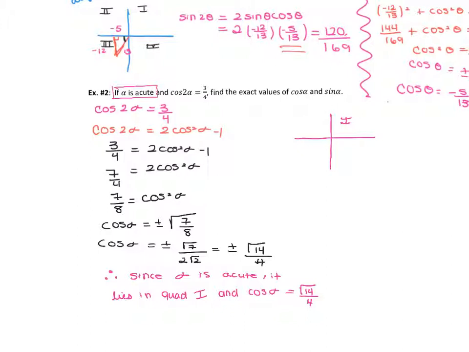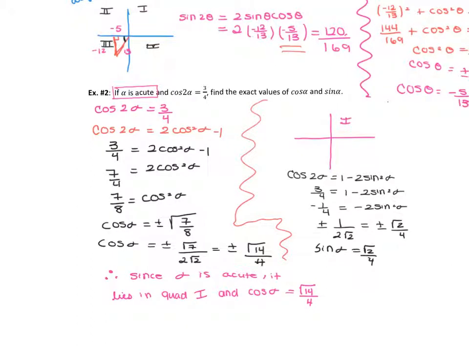Do we have any questions? All right. Finish this one up. Find sine alpha. And then we'll check. You should have gotten sine alpha to be square root of 2 over 4. Did we get that?